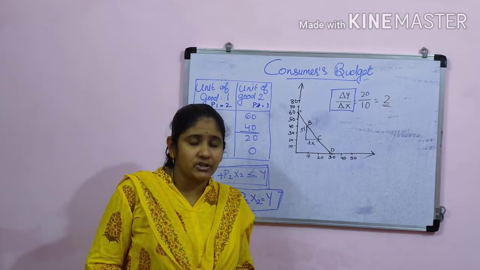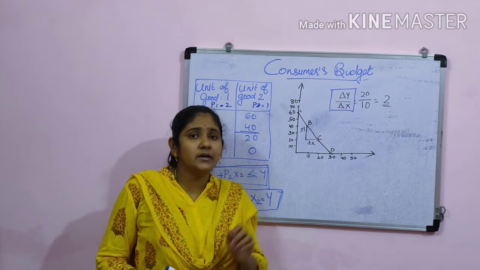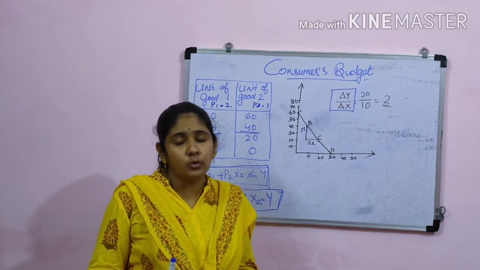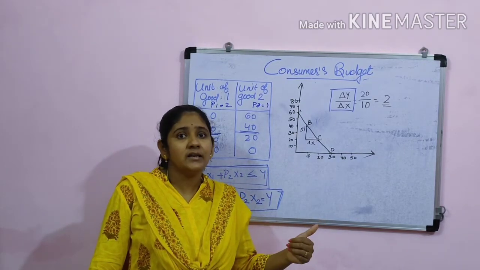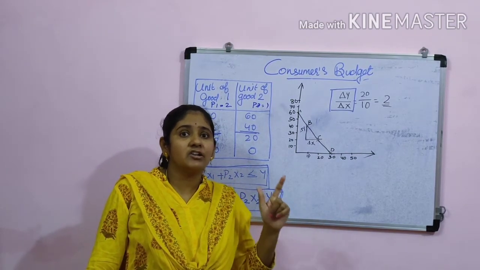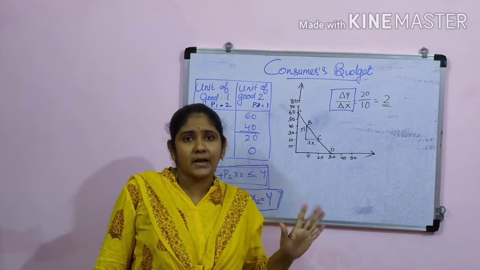where we are discussing the movements of the price line, otherwise budget line. Here we are discussing two types of movements. One is the shift of the price line, otherwise budget line, and the second one is the rotation of the price line.